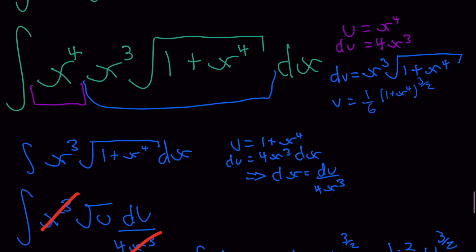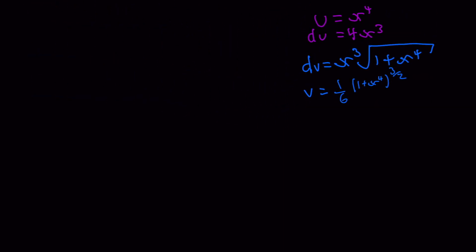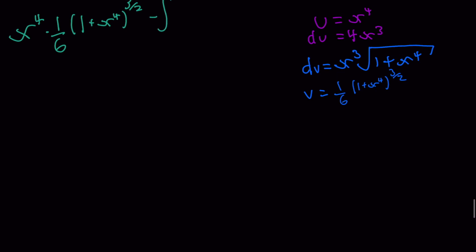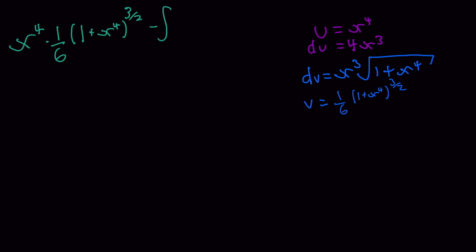So now we have to plug everything in. So I'm going to take everything we have, copy that, come down here, paste, okay? So remember the formula. U times V subtract the integral of V du.